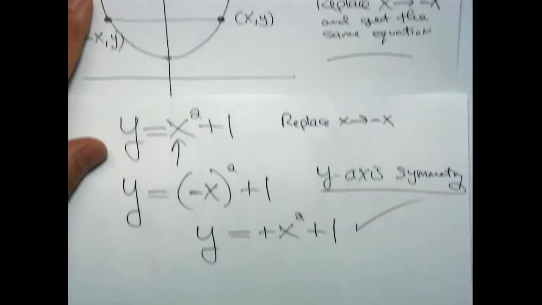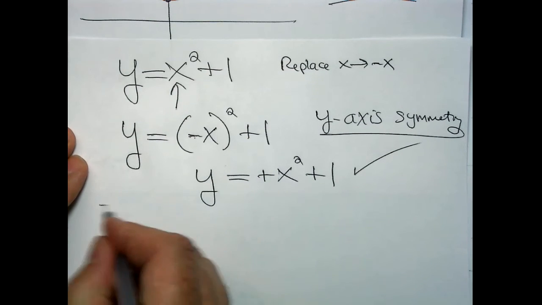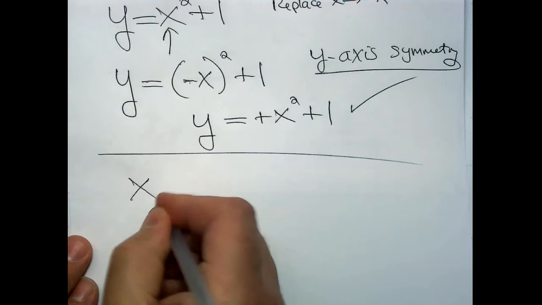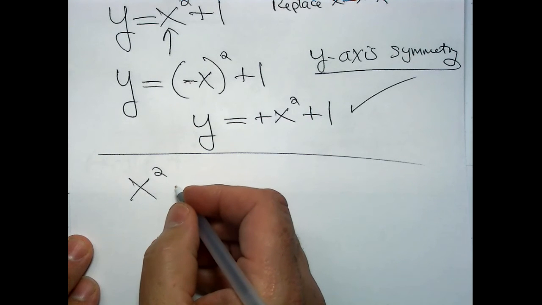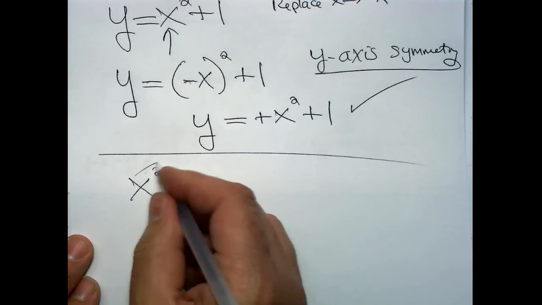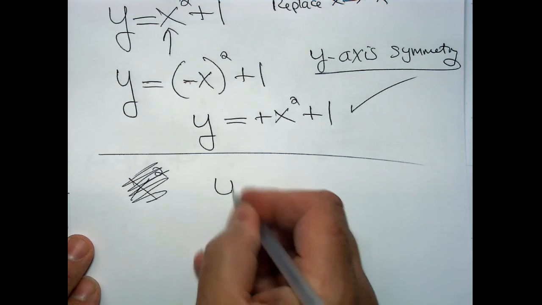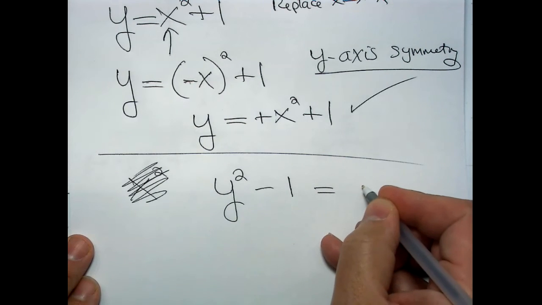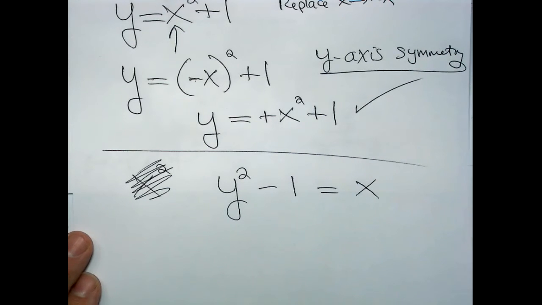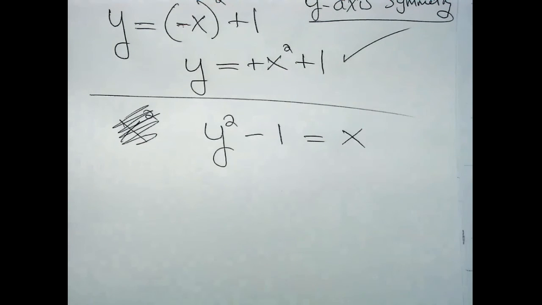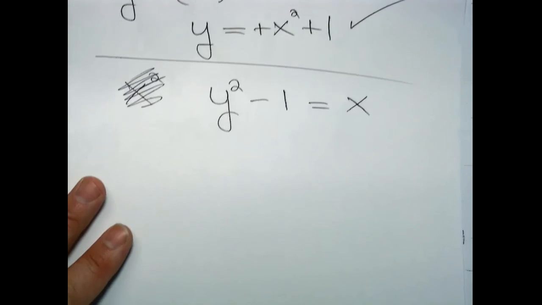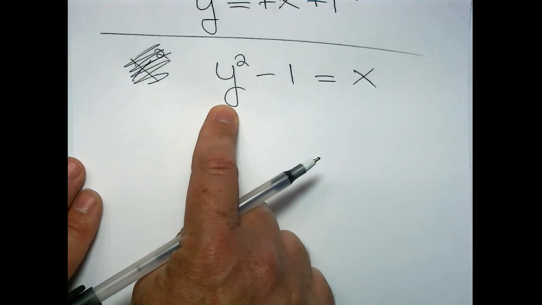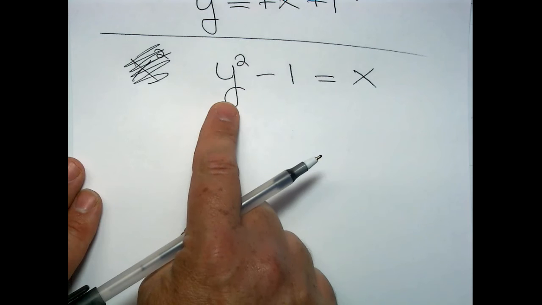So we did get y-axis symmetry on that one. Let's try another one. Let's try x squared. Nope, not that one. Let's try y squared minus 1 equals x, something like that. Now, if you've played around with equations enough, you know that's not a function. Y squared is usually a giveaway that it's not a function. But is it x-axis symmetric?